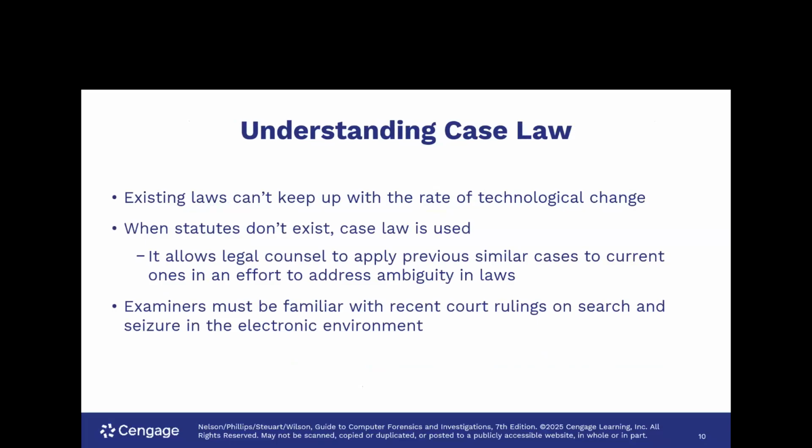Now, technology often changes faster than laws can be written. So, when there isn't a statute that directly addresses a situation, courts may look at previous court decisions involving similar situations. That's where the case law becomes important. For digital forensic investigators, this means staying informed about court decisions involving electronic evidence, privacy, search, and seizure. Again, just because something is technically possible doesn't necessarily mean it's legally permitted.